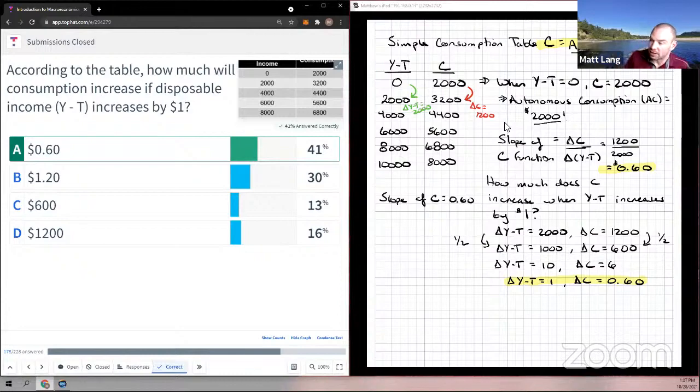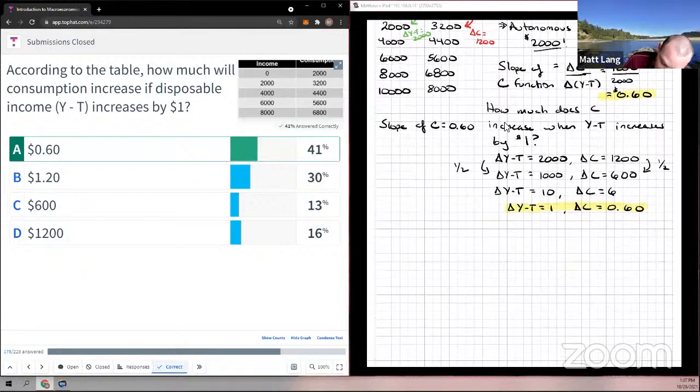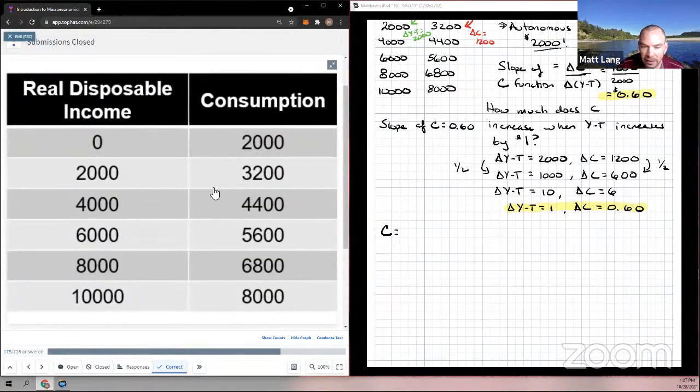So we can put all of this together and say that our consumption, everything in this table right here, instead of having tons of different points or an infinite number of options for disposable income, we can just say this is equal to our autonomous consumption plus 0.6 times y minus t. As straightforward as that. Everybody feeling okay about that?